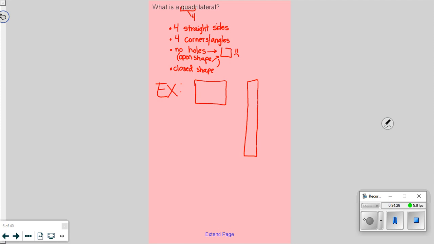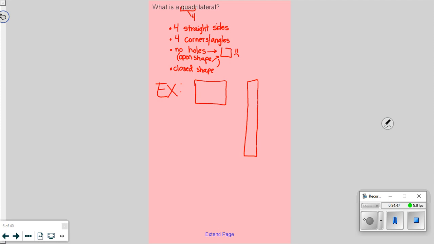Because they both have 4 straight sides and 4 corners. And they have no open shape. Yeah. Do they both follow the rules? Yeah. Is it okay that they look different? Yeah.